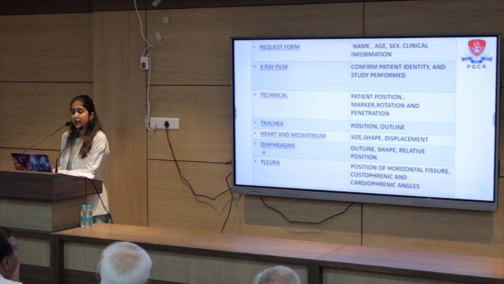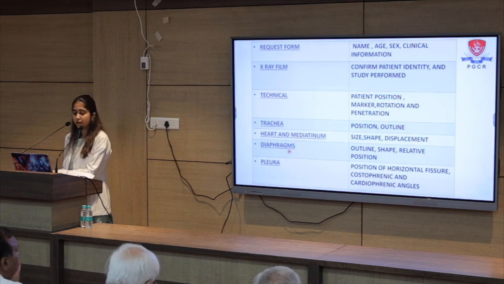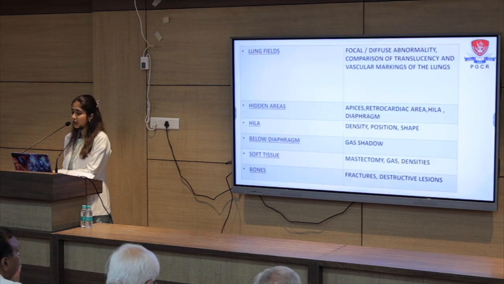Now, in the diaphragm, we have to see its outline, shape, and the relative position of both diaphragms. In the pleura, we have to see the position of horizontal fissures, costophrenic and cardiophrenic angles. In the lung field, we have to see any focal or diffuse abnormality, comparison of translucency and vascular markings of the lungs. Then we have to see the hidden areas very meticulously: the apices, retrocardiac area, parahilar region, and the region below the diaphragm. In the hila, we have to see density, position, and shape. Below the diaphragm, we have to see the gas shadow.